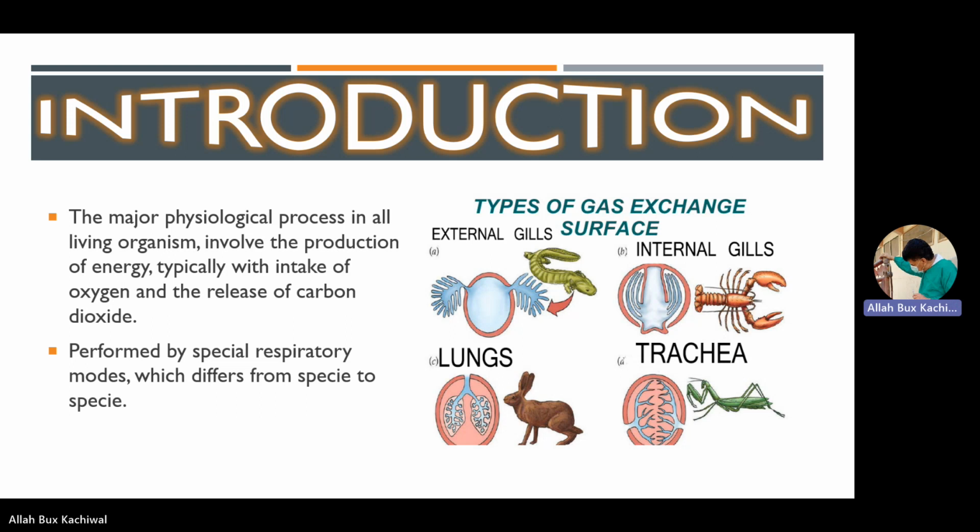The major physiological process in all living organisms involves the production of energy, typically with the intake of oxygen and the release of carbon dioxide, performed by special respiratory modes, which differ from species to species. The type of gas exchange surface may differ in the individual species. The fish may have external gills or internal gills. The mammals have lungs, whereas the insects have a trachea.